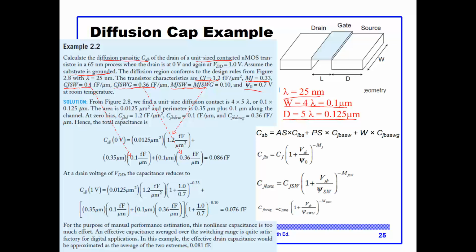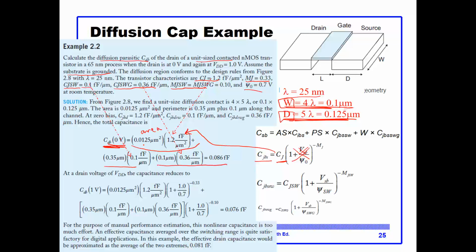To calculate the drain, we first calculate the bottom capacitance, which is the area, D times W. Here are the values for D and W. We multiply them, and then multiply by the coefficient. Recall in this example that the bias is 0, so this cancels out, and CJBS equals CJ. So I plug in the number right here.